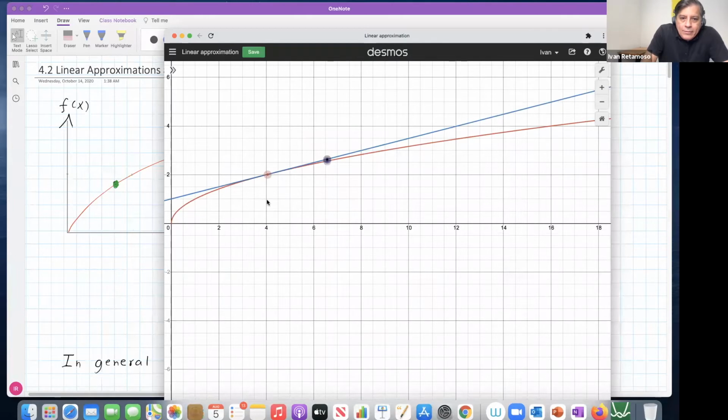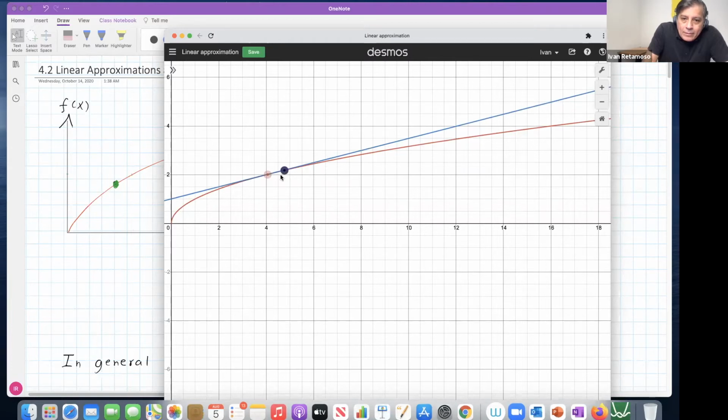Notice if your base point is 4, if you are away from your base point, the tangent line and the curve separate farther and farther from each other, right? Farther and farther from each other. But notice that if you are in a very small neighborhood around your base point 4, the tangent line and the curve are basically indistinguishable, right? They're basically the same. So mathematicians said we could approximate the curve with this tangent line when we are close to the base point. Let's call it 4 for now.